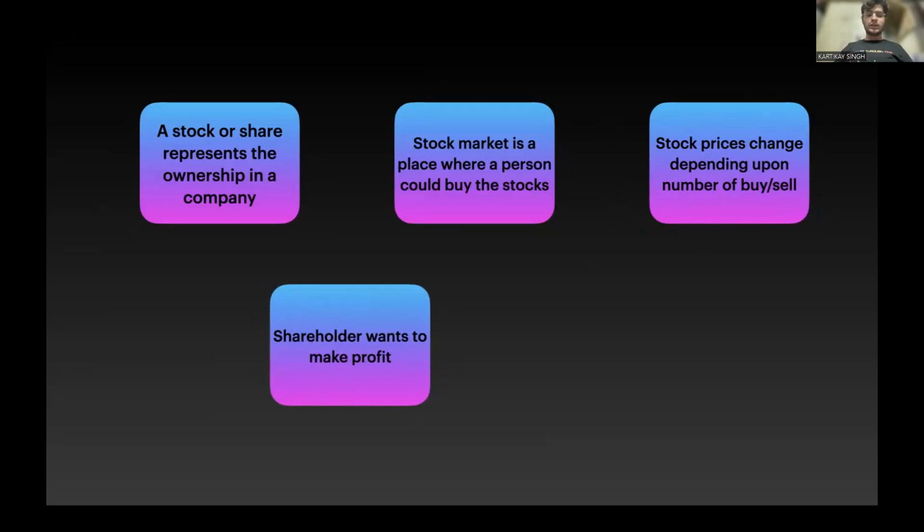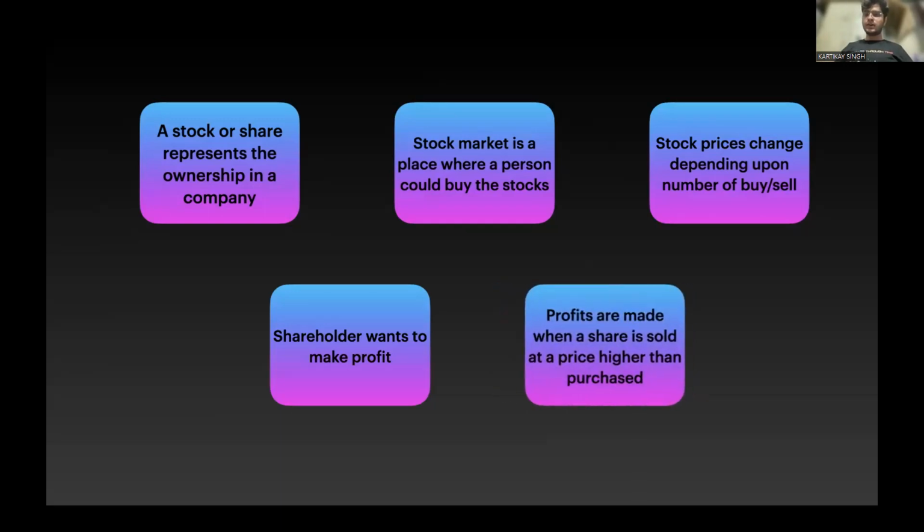Now shareholders want to make profit from taking the ownership of the shares of the companies. So profits are made when a share is sold at a higher price than the purchased value. Like if today I bought a share for 10 rupees, it's a hypothetical situation, and I sold it tomorrow at 15 rupees, so I get a profit of 5 rupees. So that's what profit means in the share market.